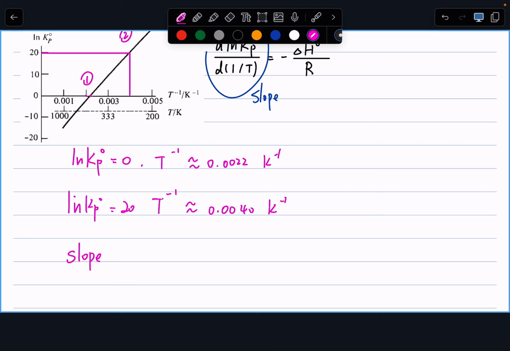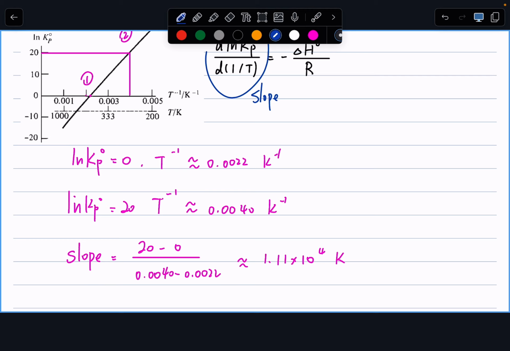So our slope equals delta y over delta x, so 20 minus 0 over 0.0040 minus 0.0022. And we estimate our slope to be about 1.11 times 10 to the 4. And the unit here is Kelvin. You want to know why the unit here is Kelvin? ln Kp doesn't have any unit. Our x-axis has a unit of K minus 1, so the slope must have the unit of Kelvin.